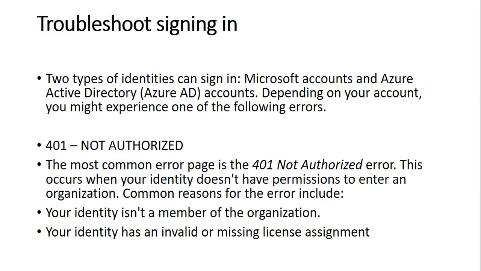If you're facing issues while signing in, troubleshoot this way. Two types of identities can sign in: Microsoft accounts and Azure AD accounts. Depending upon your account, you'll face the following errors. The most common error is 401 not authorized, which means that your identity does not have the permissions to log on to the organization in which the project is available. Make sure that your identity is a member of the organization and your identity has a valid license agreement. If your identity has an invalid or missing license agreement, you won't be able to log on to the organization.